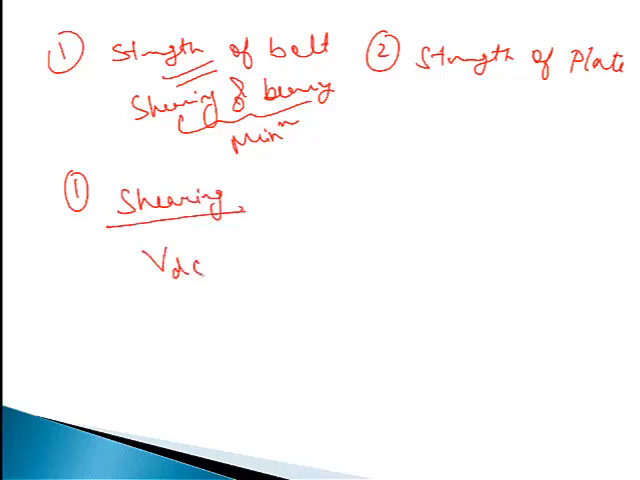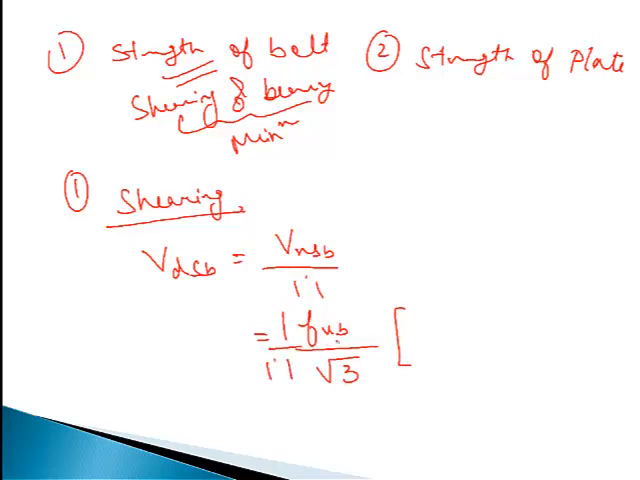What is given? Vdsb is Vnsb by 1.1. Vnsb is given as Fub by root 3 into (nn Anb plus ns Asb), with gamma mb 1.1. Now Fub is 410, it's given.